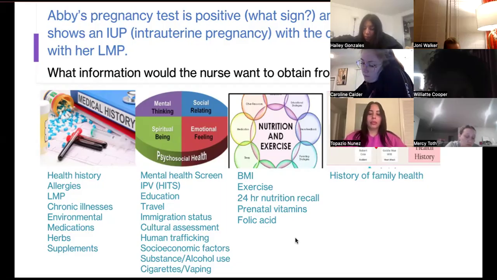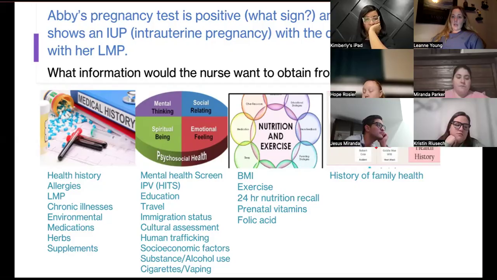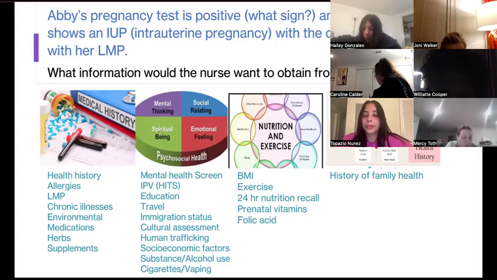What medications is she taking? Because, like we talked about, some medications are going to be a category C class drug and aren't going to be safe in pregnancy. If she goes to the dermatologist and uses retinoids, she's not going to be able to use those in pregnancy. So, educating this patient on all of those things. Herbs, any type of herbal supplements that may be unsafe in pregnancy.